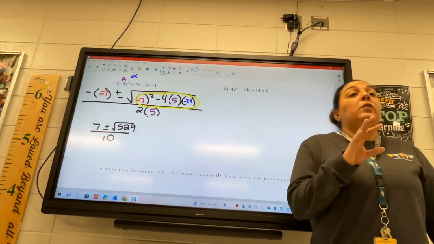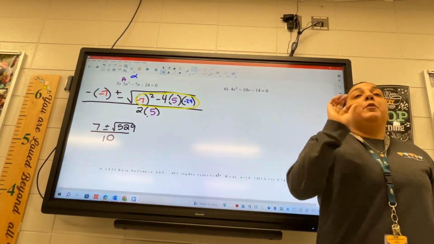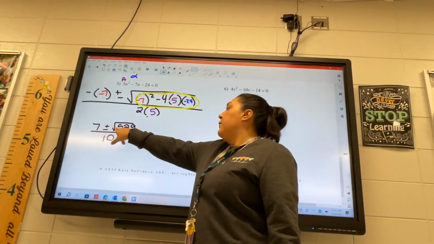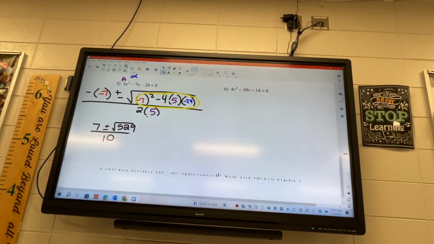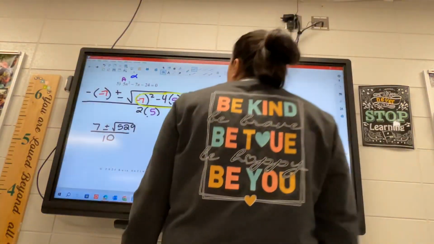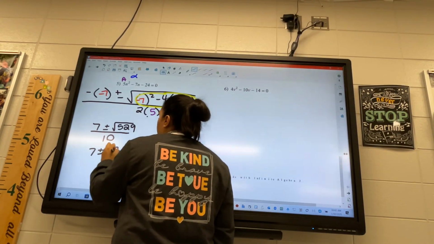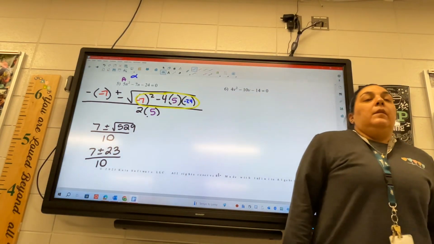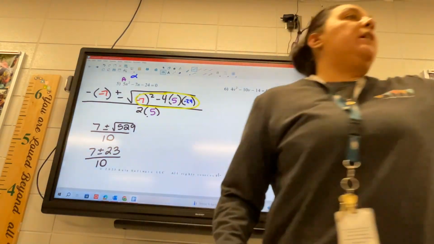Okay, and now if you're confused on the step, I'm going to pause. Your next step would be to hit the square root button and put in the square root of 529. What do you get? Put in the number you got just previously. What do you guys get for that? 23. So you're going to get 7 plus or minus 23 over 10. Okay, so this side do the plus, this side do the minus.